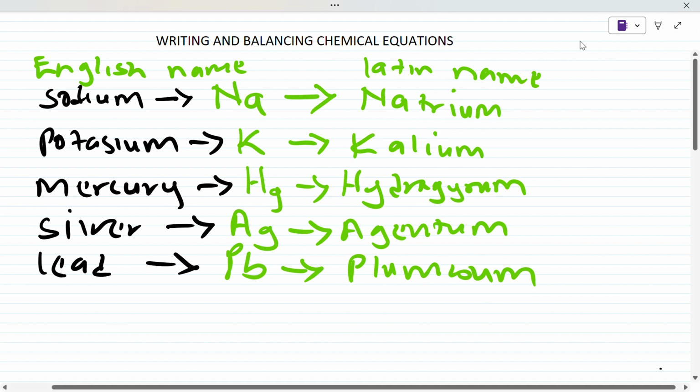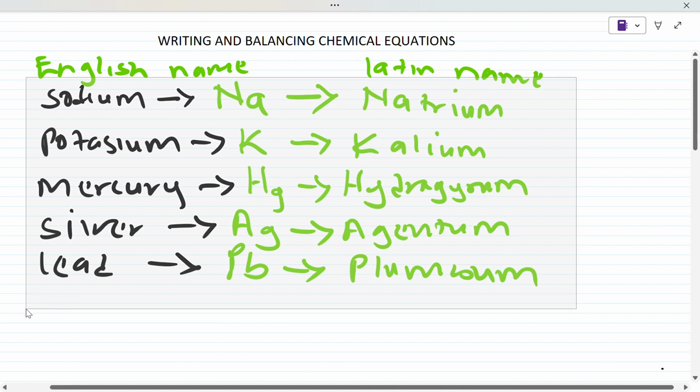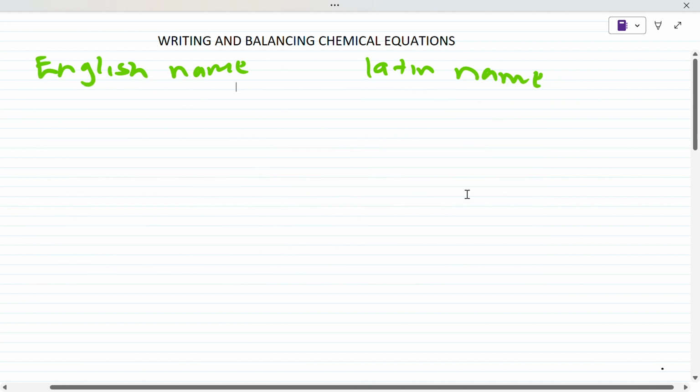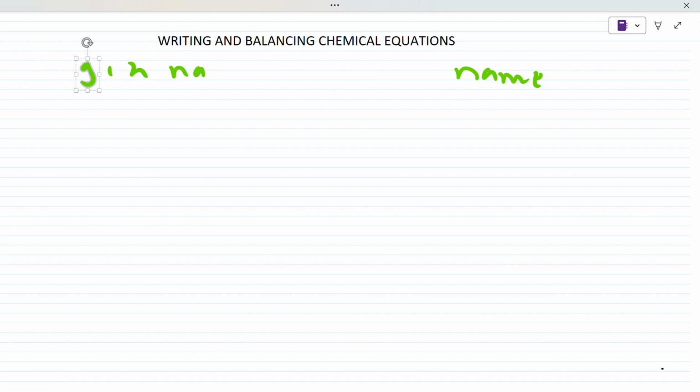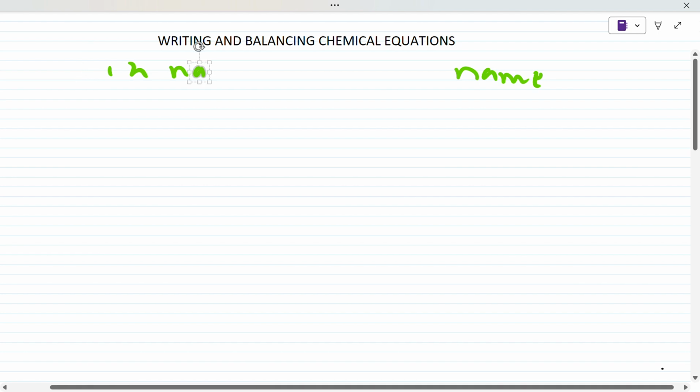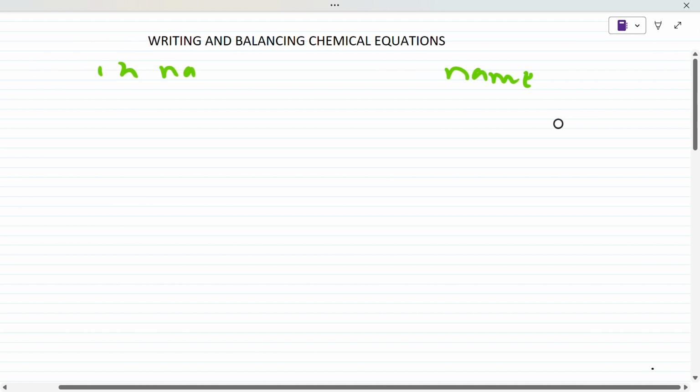In writing and balancing chemical equations, it is as simple as we explained initially. To write and balance a chemical equation, as a student, there are things that you need to know. The first thing is which elements are reacting. The elements that are reacting you need to know very well, and from knowing them, you'll be able to understand whatever is happening in that given chemical reaction.